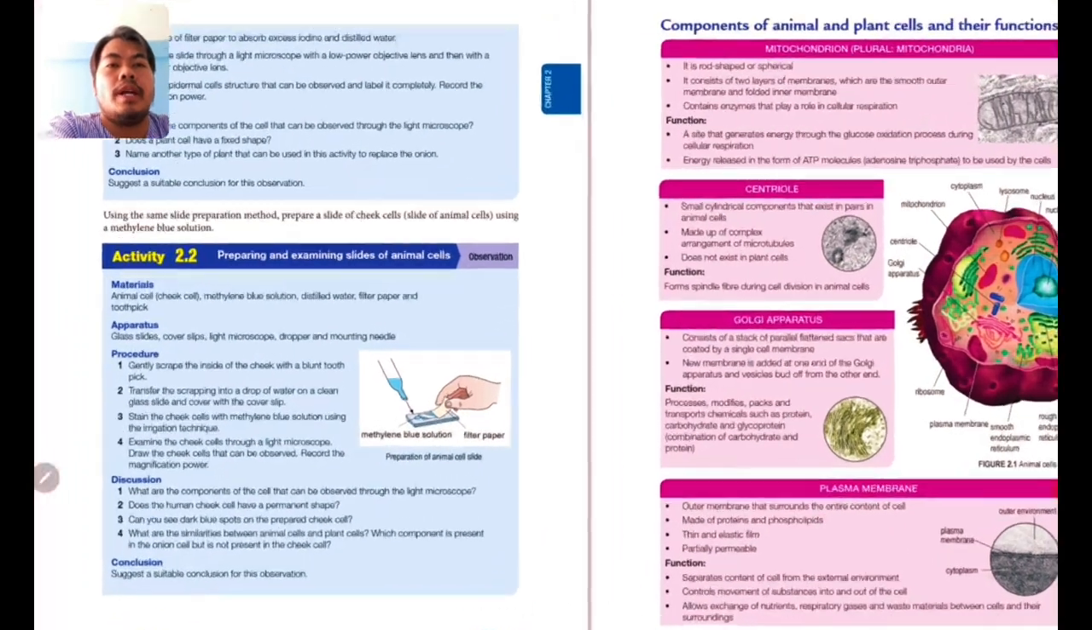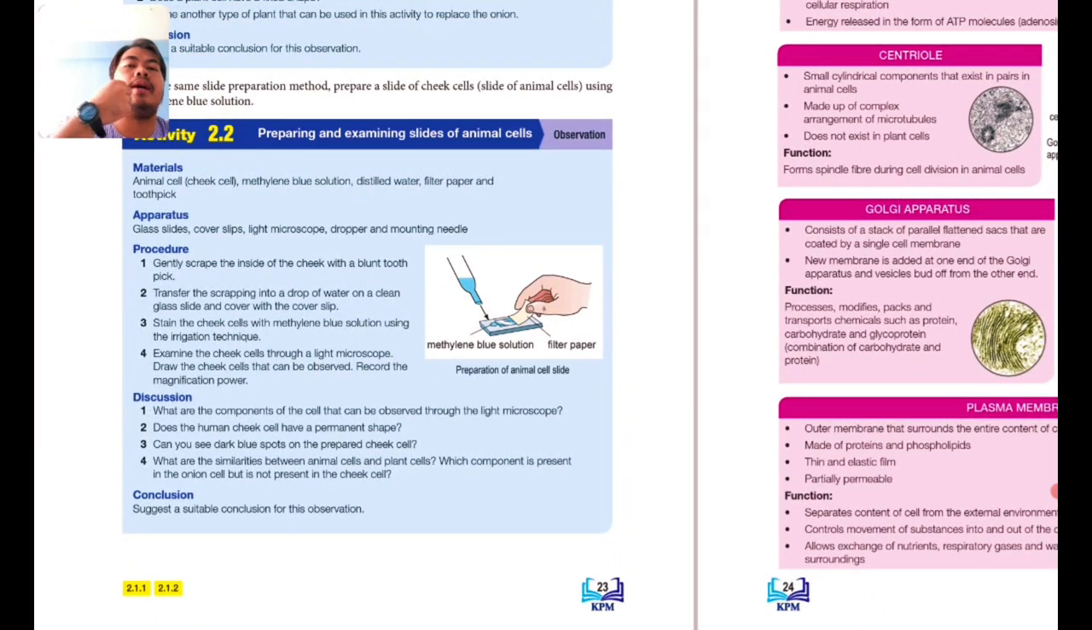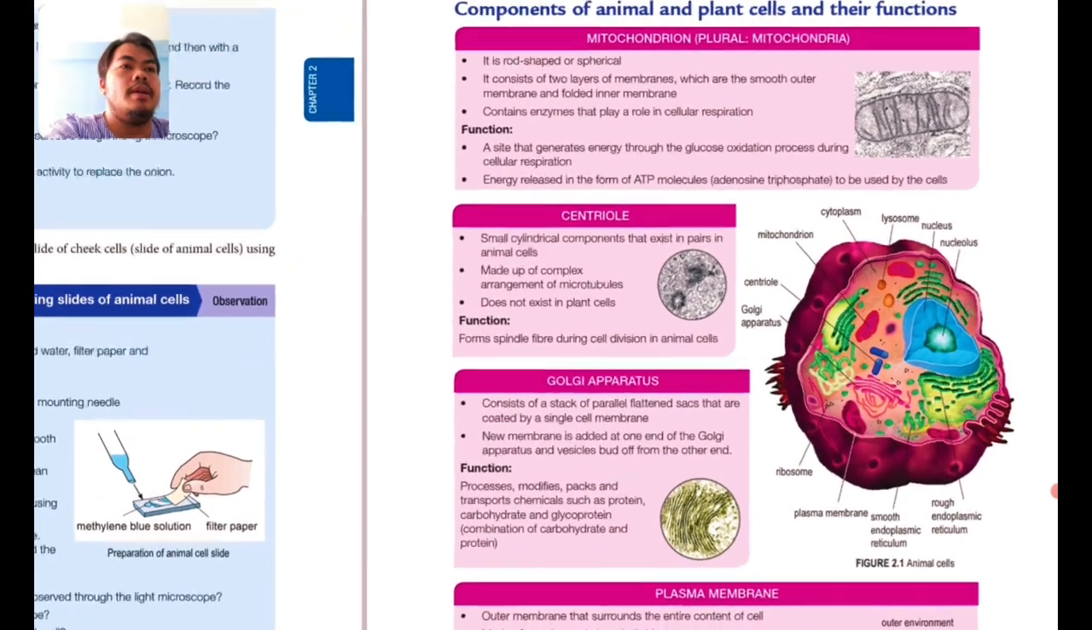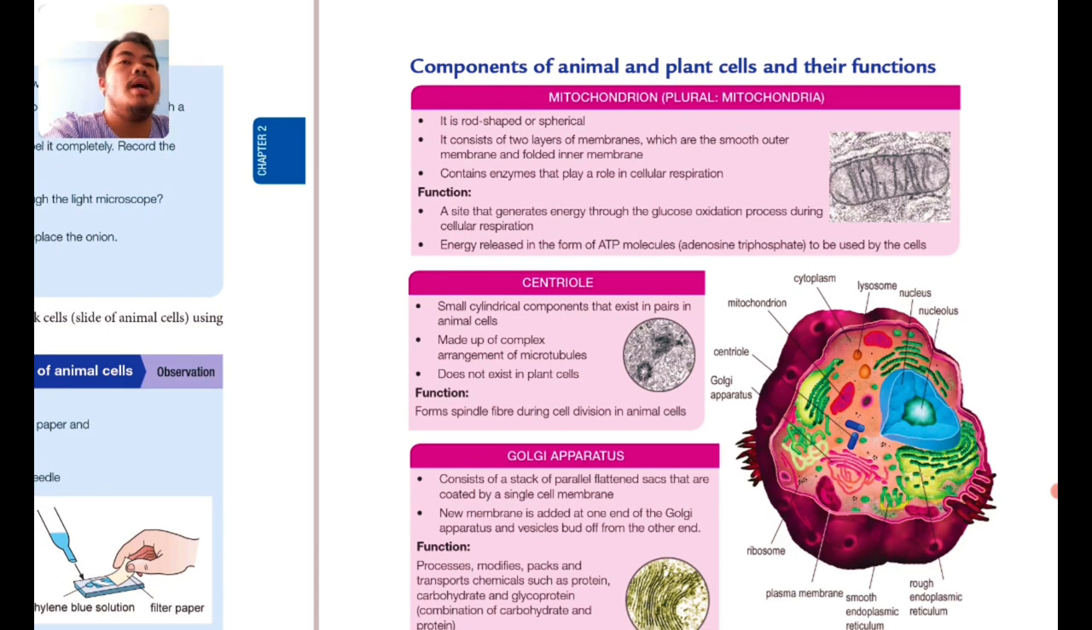So this is the experiment. After plant cells, we are going to prepare and examine slides of animal cells using our cheek cells. Okay, but we are unable to do the experiments, so you can watch the videos on YouTube for that, right? There are a lot of students and teachers doing that experiment. So now let's take a look at our next objective: the components of animal and plant cells and their functions.